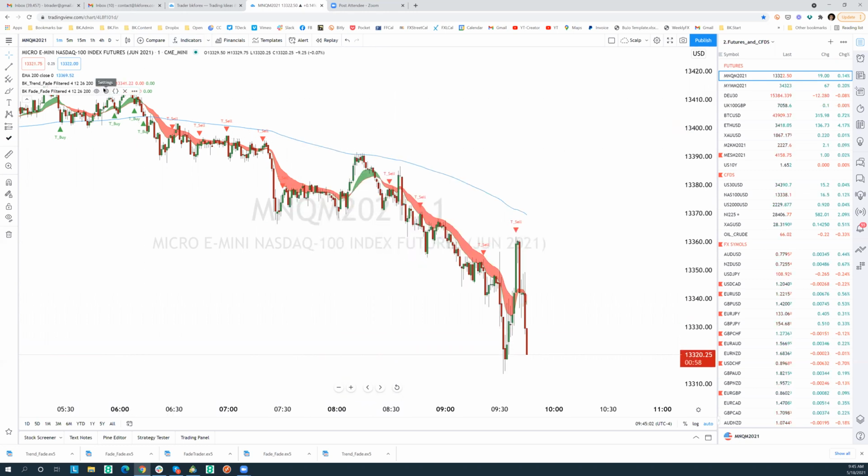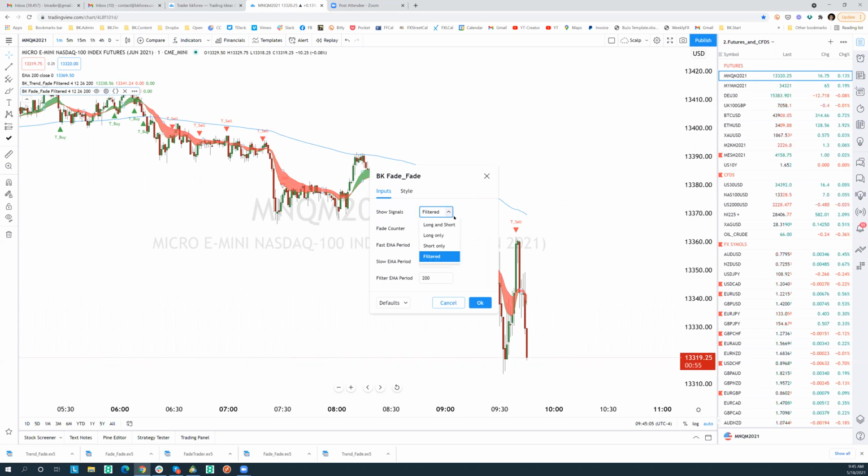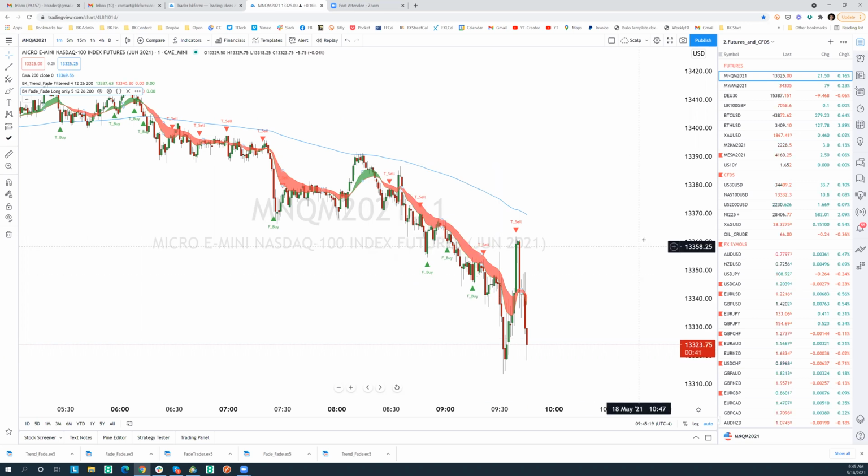Now, what I'm going to do is go into settings. I'm going to lift filtered. I'm just going to say, let's make it long only because we're in a downtrend right now. The other thing you want to do is make it harder for it to show up, because the whole idea is fade requires even greater filtering, right? I want to see 5 down arrows or lower lows before I would consider a possible fade signal.